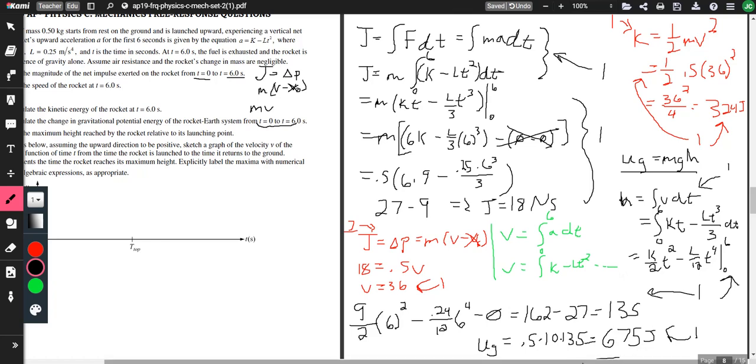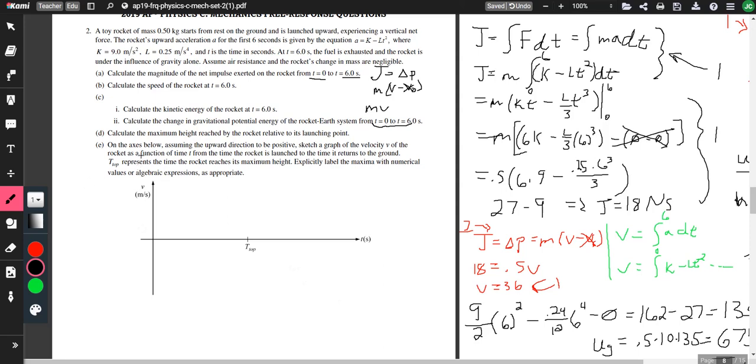Now scroll over to part D. Part D says find the max height reached by the rocket relative to the launching point. All right, so let's see. It says that the upwards acceleration during 6 seconds is given by this. Then after the 6 seconds, it basically continues up like a projectile. So we're going to treat that as a vertical projectile. It had an initial velocity of 36. Was that what I ended up getting before? It's hard to read my handwriting right now.